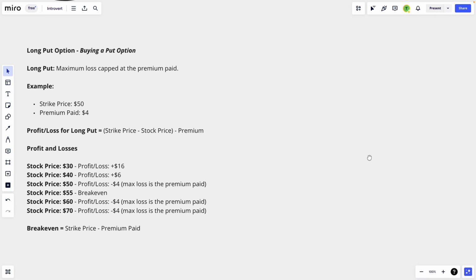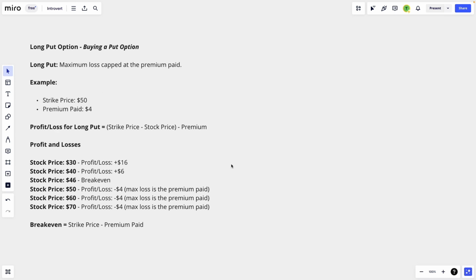So we're going to do the same thing for buying a put option and selling a put option. So we'll start with a long put option. That's when you buy a put option. Again, this one is going to be bearish. If you can remember, with a put option, you have the right to sell the underlying stock at the strike price. So ideally you want the stock to go down.